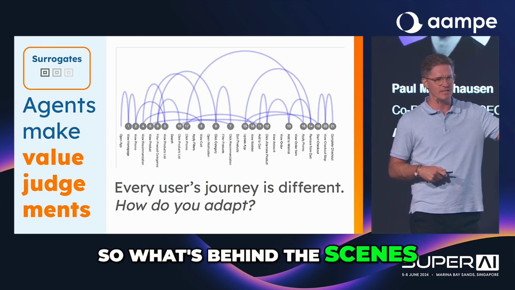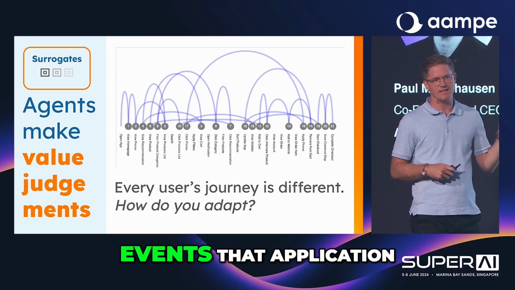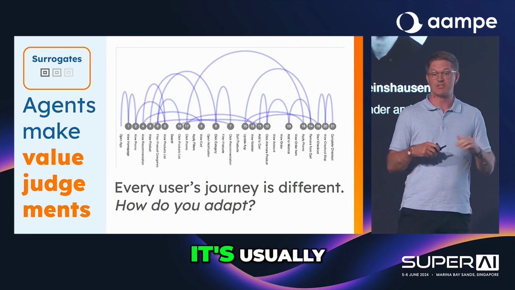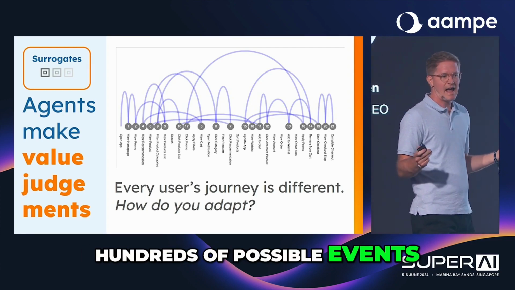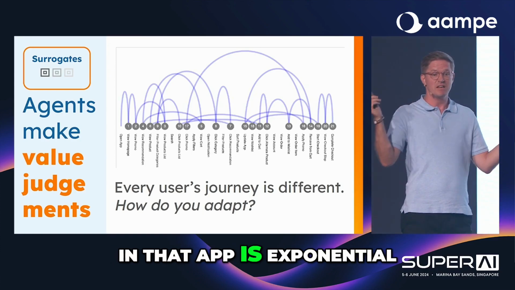So what's behind the scenes for that digital product is what's called a click stream. It's all the possible events that that application can track when a user does it. It's usually for a given mobile app will be hundreds of possible events. And the way that any given user has to click around in that app is exponential.